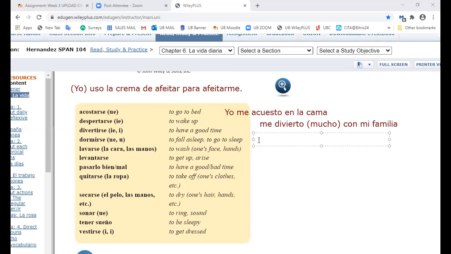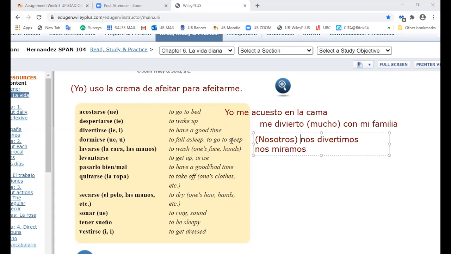So let's say we look at each other. Nos miramos. Let's say we have fun together. Yo me divierto, but we do it together. Nos divertimos. Can you see it? Sí. Now, what is implicit there? Nosotros.